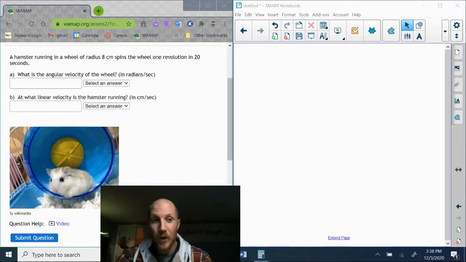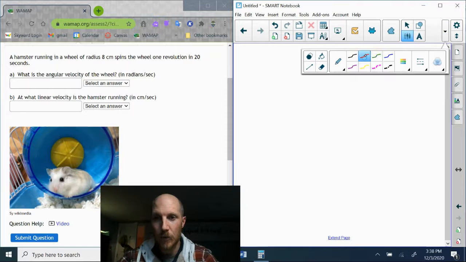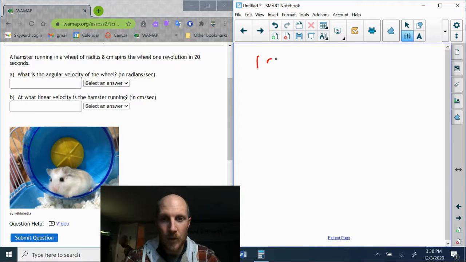So Hamster Huey is running in a wheel with radius 8 centimeters, and he spins the wheel 1 revolution every 20 seconds. So we've got a rotational velocity, 1 revolution every 20 seconds, and we're asked to find the angular velocity. So let's start by writing down what we've got. 1 revolution every 20 seconds. This is for part A.